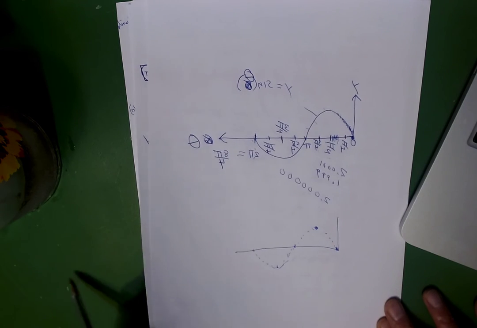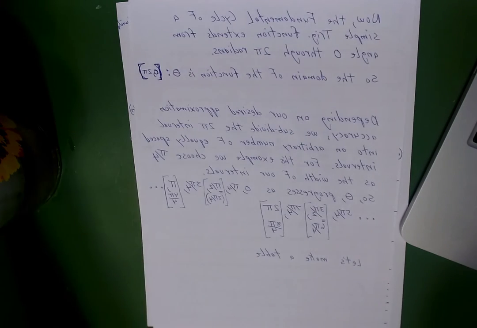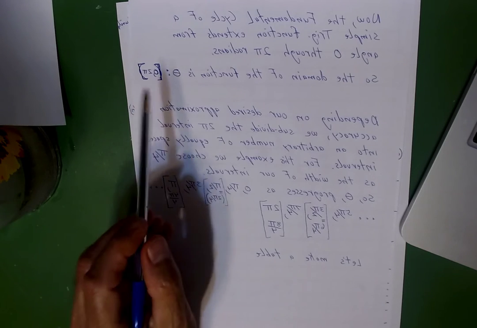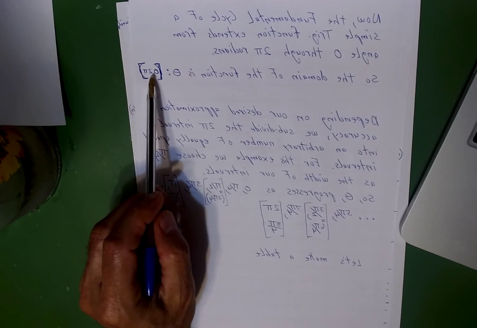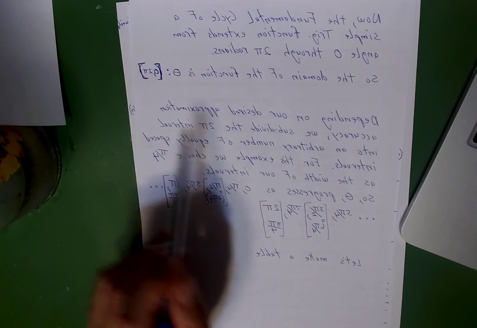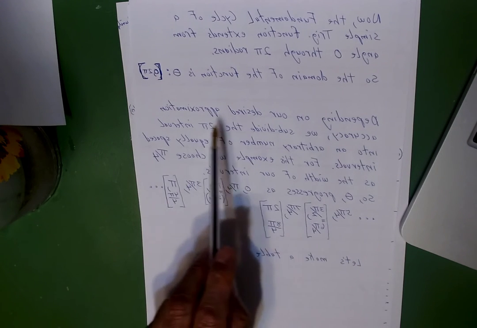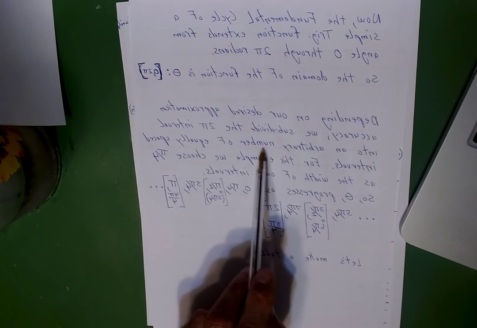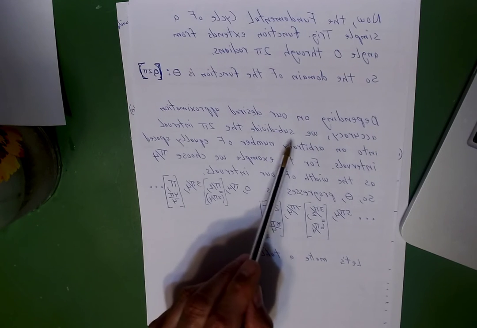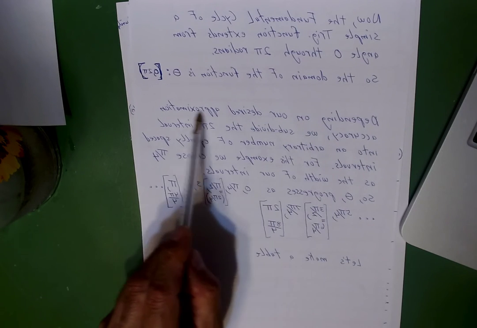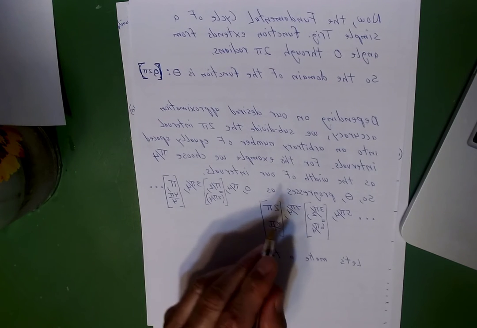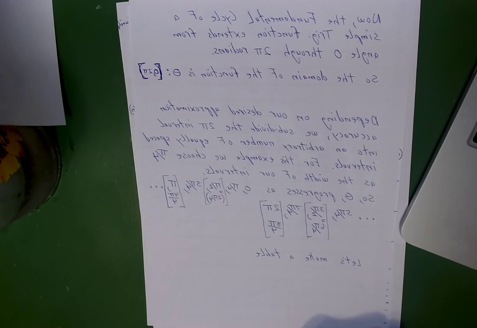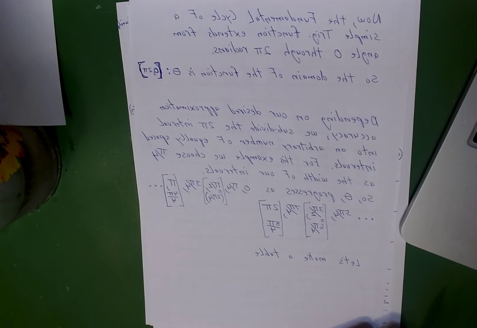So let's get back to the equation that we had. We said our domain on theta is going to cover from 0 to 2 pi. And then I said here, depending on our desired approximation accuracy, we subdivide the 2 pi interval into an arbitrary number of equally spaced intervals. So that's, again, depending on how accurate we want to be. How true a rendition of the shape of this curve we want to make is how many points we use to estimate it with. And we're going to go with pi over 4 as our increments, okay?